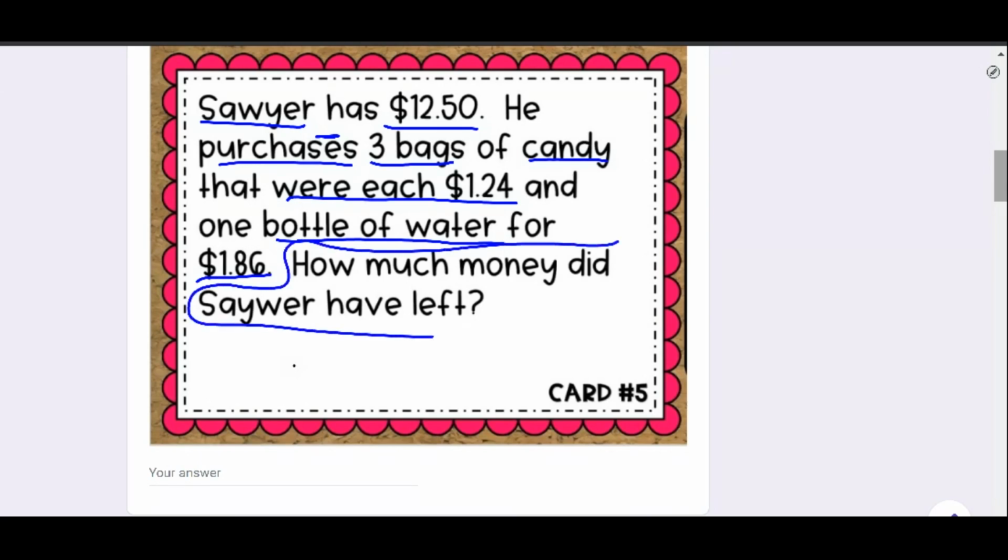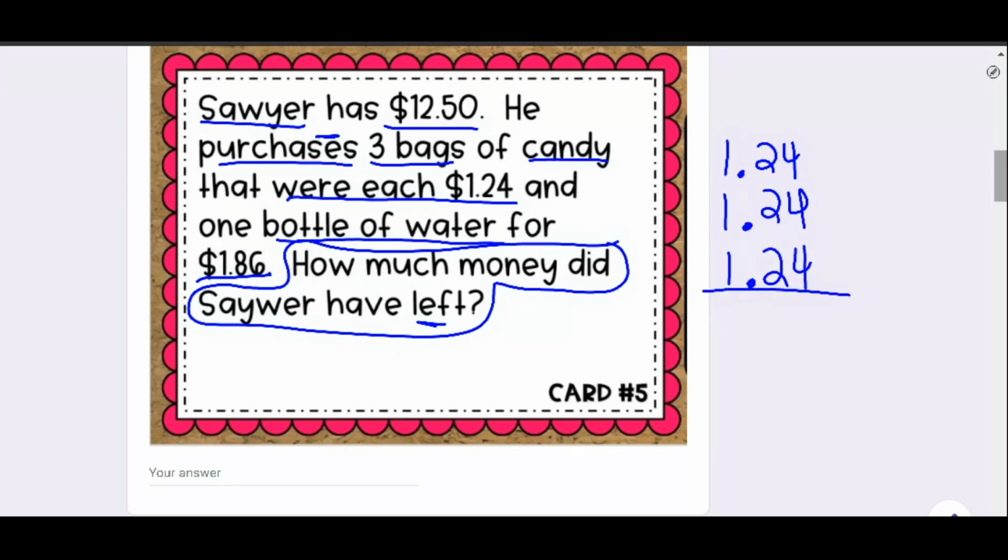That means I'm going to subtract ultimately to get my answer, but this is 2 steps. So my first step is I'm going to try to figure out how much money he spent on those 3 bags of candy. So I'm going to have 1.24 3 times. I'm going to stack them all up together so I can add them together and get my total of these 3 bags of candy. That way, once I get my total, I can go ahead and subtract it from how much money he had.